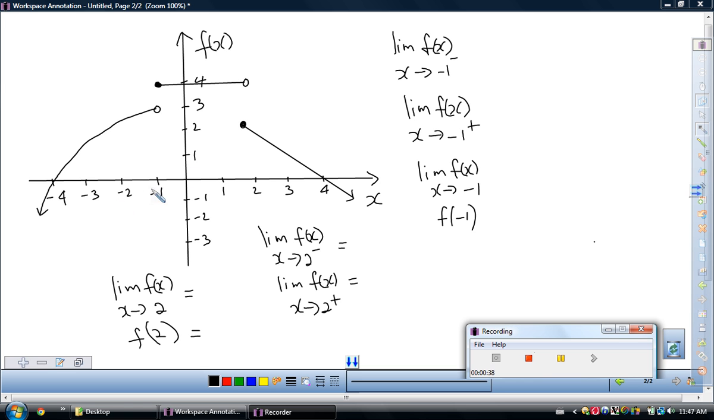So as x approaches -1 from the left, this negative sign here signifies as x approaches -1 from the left, y on my graph approaches 3. Now as x approaches -1 from the right, I'm looking at this piece of my graph now, y is approaching 4.